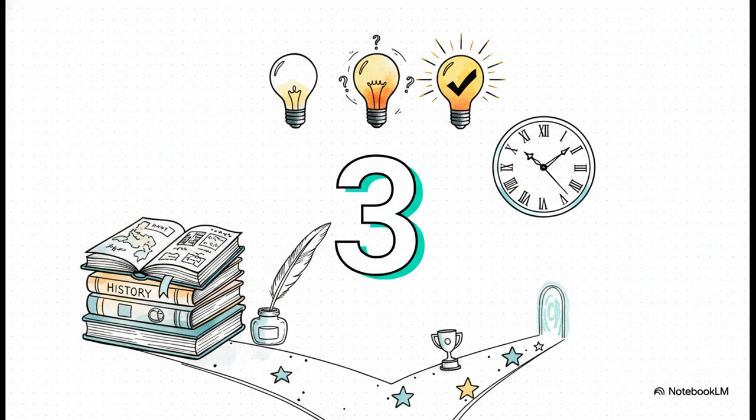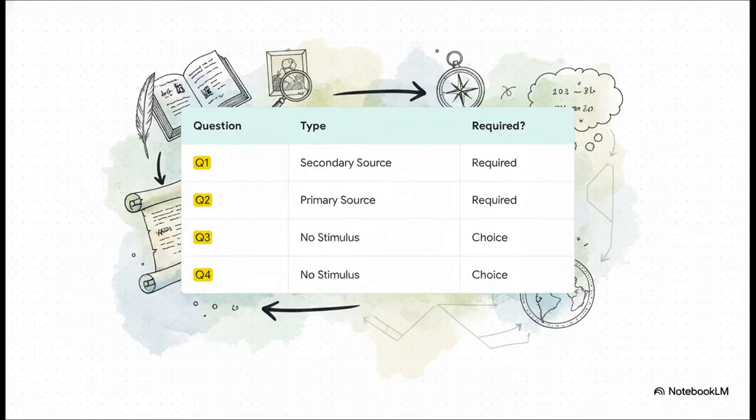But, and this is important, they aren't all the same. Here's how it works. Questions 1 and 2, they're mandatory. Everybody answers them. Question 1 gives you a secondary source, like a historian's argument. Question 2 gives you a primary source, maybe a letter, a map, or a political cartoon. Then you get a choice. You can answer either question 3 or question 4. And these last two have no source at all. They're just testing what you know.